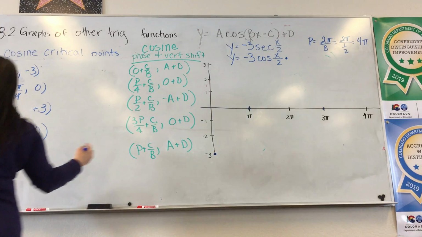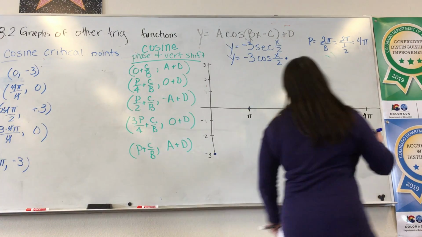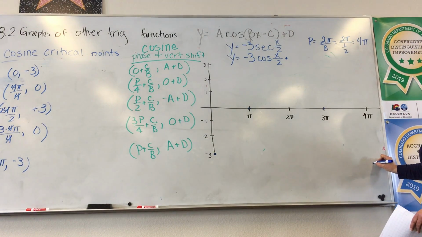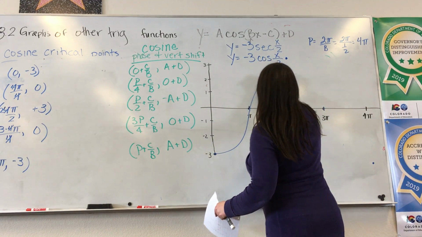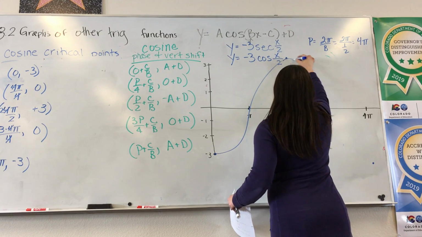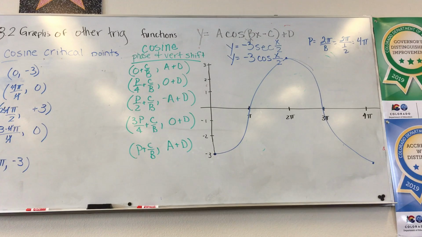And then my last one is my period, which is 4 pi, and a plus d, which we don't have a d, so a is -3. So 4 pi, -3, which is right here, which makes our cosine look like that. It's not pretty, but we'll call it pretty.